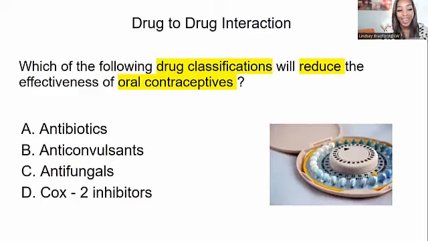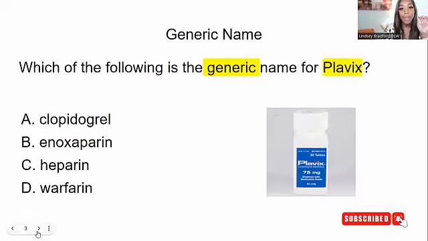Make sense? Okay. So when we're thinking about this, we're always talking about antibiotics. Antibiotics will reduce the effectiveness of oral contraceptives every time, okay? Write that down. Antibiotics, okay? It could be any antibiotic. If someone is on birth control, we want to make sure that they are using something else to prevent pregnancy. The next one is generic drugs. This is number 2, okay?